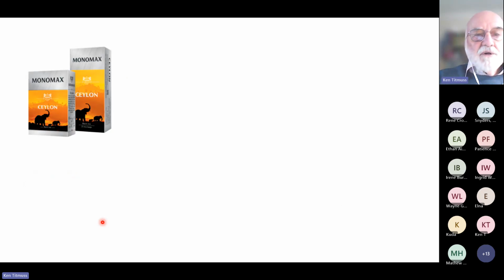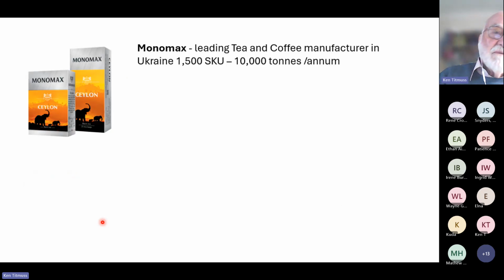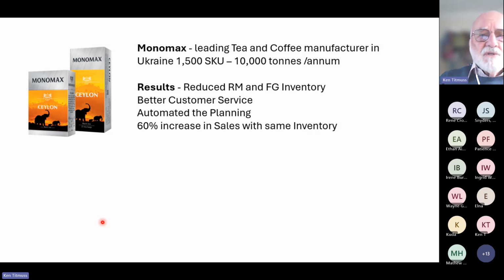We've got another company here in Ukraine, tea and coffee manufacturers. There's quite a few companies in Ukraine actually using it. They had a very good set of guys implementing in Ukraine. Unfortunately, he's had to leave Ukraine now, and he's now a refugee in America, doing some brilliant jobs for demand-driven technologies. But a big tea company there. They reduced their finished goods and raw materials inventory. They got better customer service. They automated their planning systems, and they got a 60% increase in sales without increasing their inventory investment.